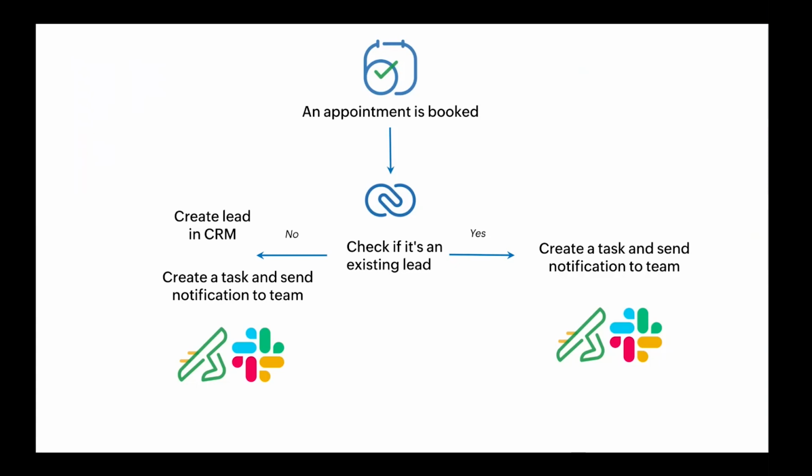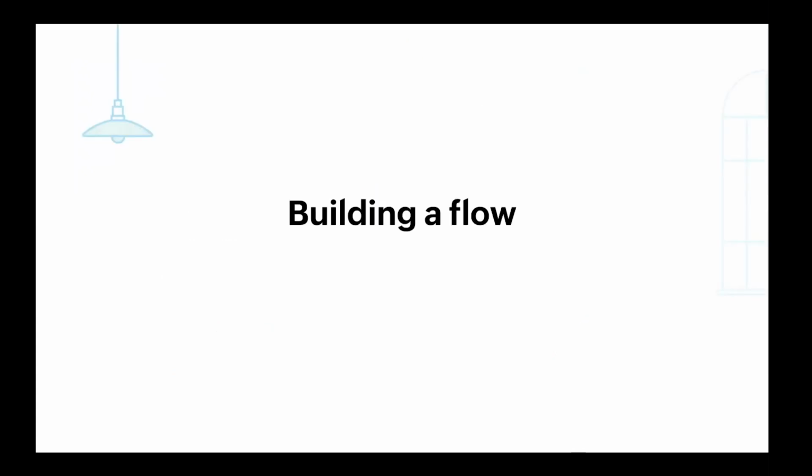When an appointment is booked, I'm going to check if a lead exists. If it does, I would just create a task and send my team a notification with the details of the task. If not, I will create a lead in CRM, then create a task in Sprints and send my team a notification in Slack. Once I have laid out all my apps, and the actions and triggers I'm going to use, we go to Zoho Flow's builder and start building the flow.